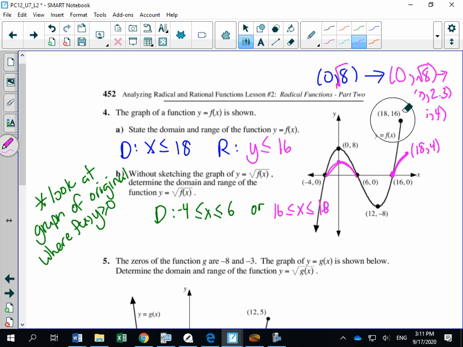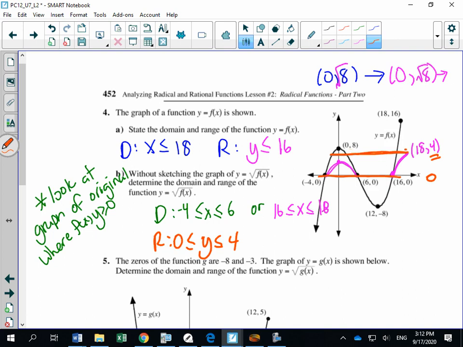Okay, if we were doing the range of this, so now this pink is going to be my radical graph, right? And if I said, what's the biggest and smallest y values on that pink graph, I hope you can see that the biggest y value would be 4, and the smallest y value would be 0. So the range on my radical graph would be y is less than or equal to 4, greater than or equal to 0. That would be the range.